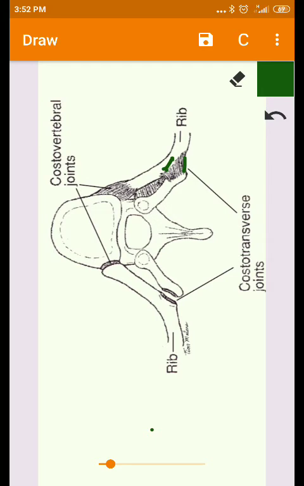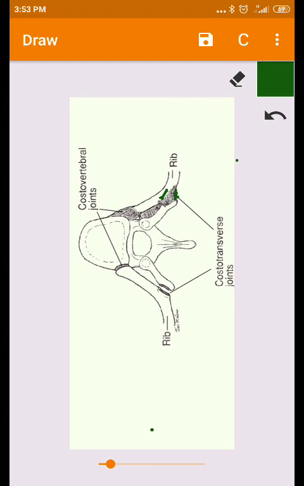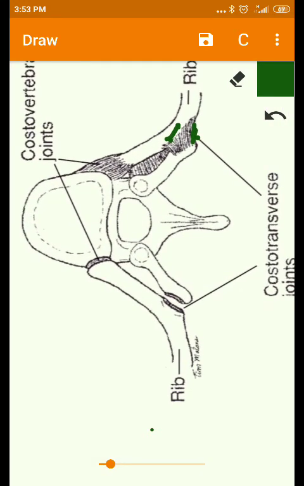So almost this side becomes the lateral costotransverse ligament, and this one is the superior costotransverse ligament, and another one is the inferior costotransverse ligament. These are the 3 ligaments which reinforce the costotransverse joints.